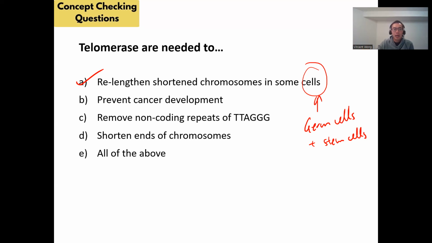Prevents cancer development? Nope. That actually makes it more likely to have cancer if you turn it on in a regular cell. Remove non-coding repeats? No, it adds. That's how it re-lengthens it. It adds more of the repeats. It lengthens the ends of chromosomes. So the answer is just A.